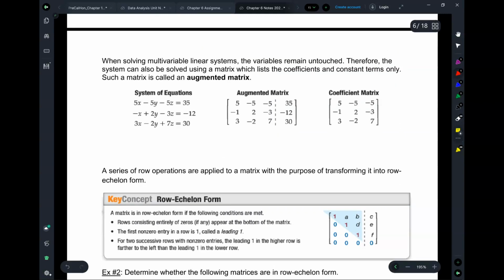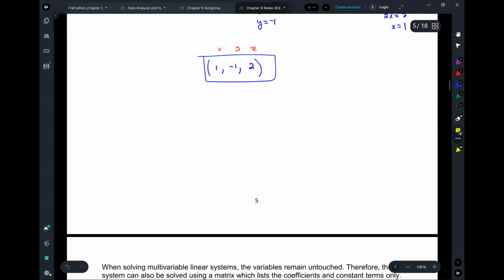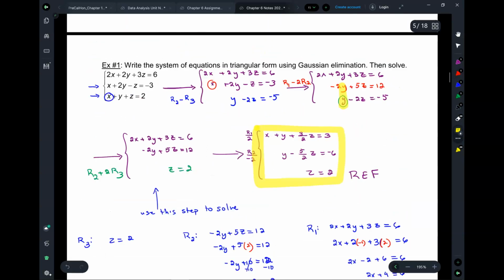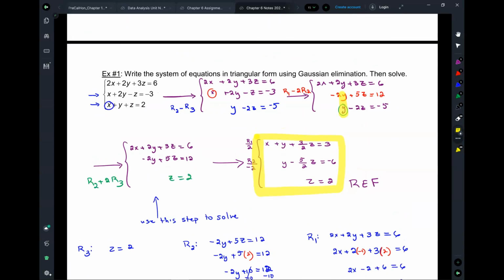What we noticed throughout this process is that the only thing we were changing were the coefficients. The x, y, z's never really changed, but we had to carry them over every single time, and they remain unchanged.